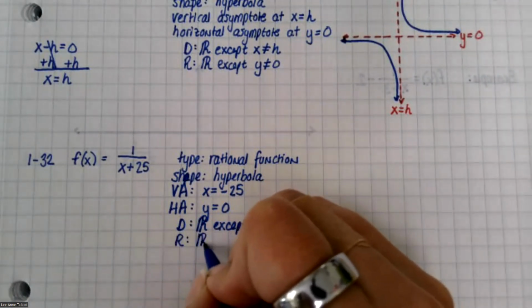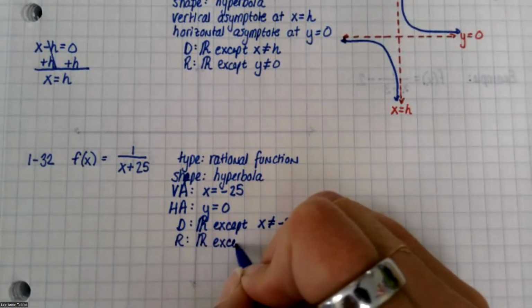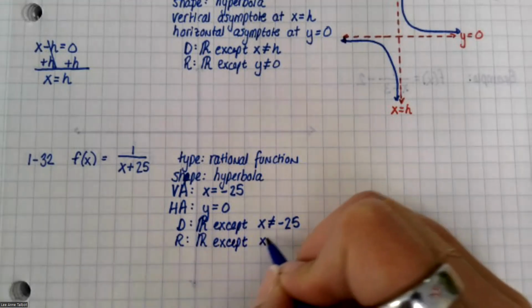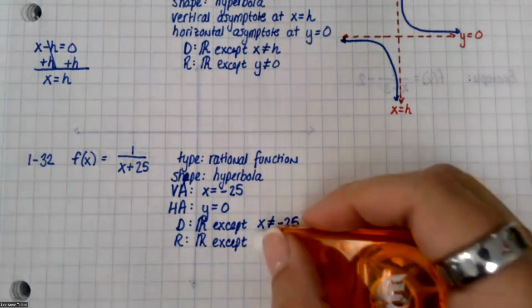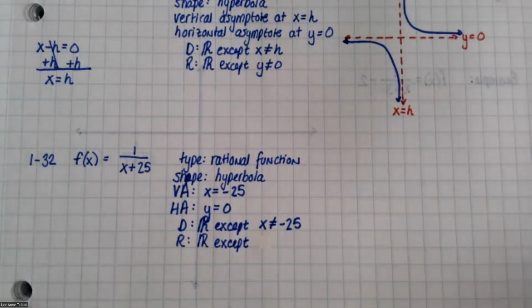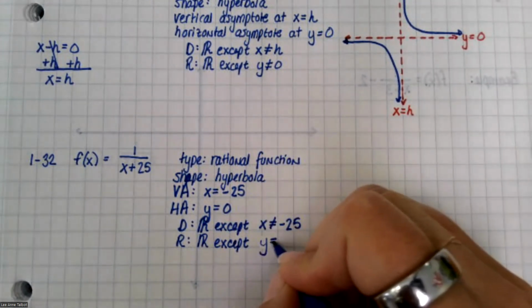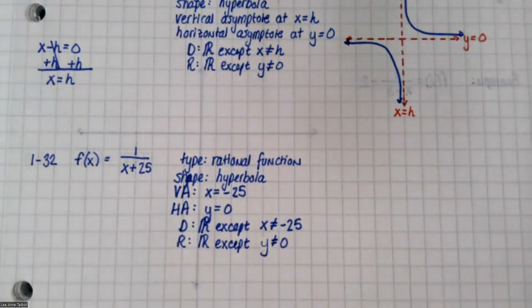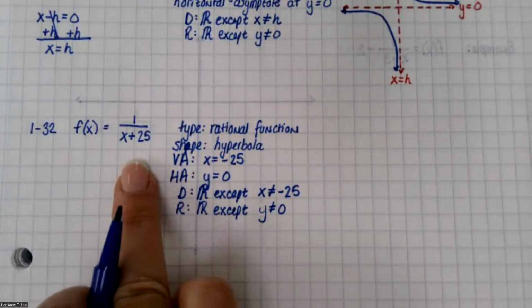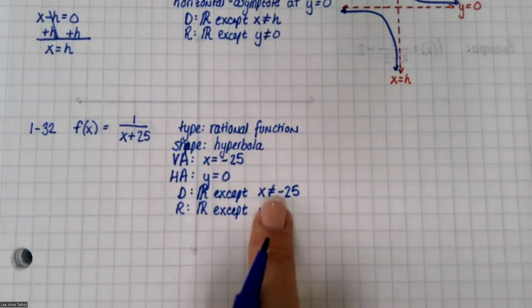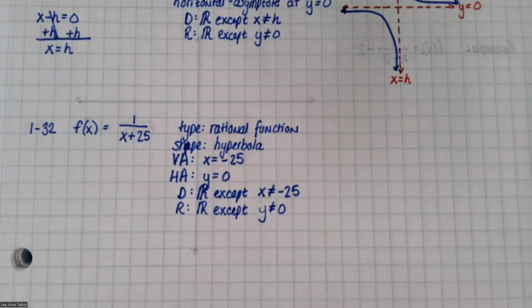Range, all reals except, that's a lie, that should be y. Y cannot be 0. Okay. Now here's the tricky part about this. The vertical asymptote is negative 25. That's really far over for us to draw.